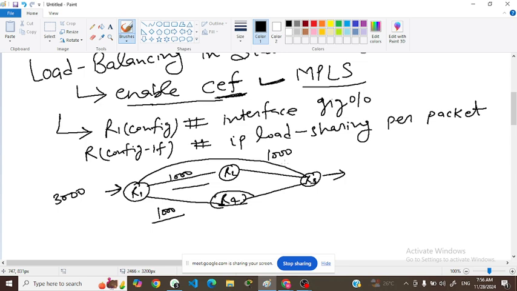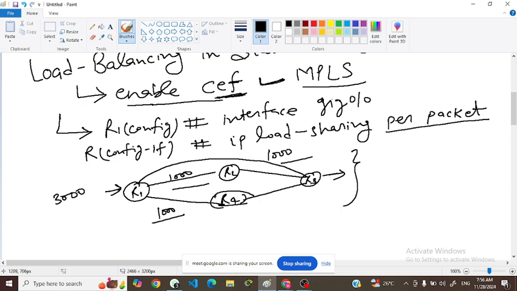will the bandwidth consumption be low or high? If you are distributing across different links, then it should be low. Then the delivery rate of packets will be high, and the speed will be high. So for achieving the speed, we will have to enable IP load sharing per packet. This command we will have to use.